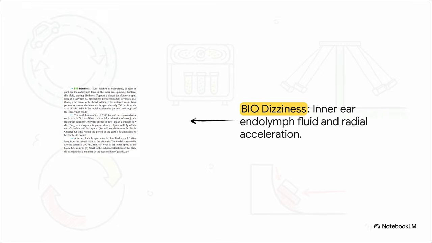Our balance is maintained by this endolymph fluid in our inner ears, which sits about 7 centimeters from the axis of our spinning head. The radial acceleration actually displaces this fluid, causing that crazy, visceral sensation of dizziness. It's a perfect example of physics directly messing with human biology.